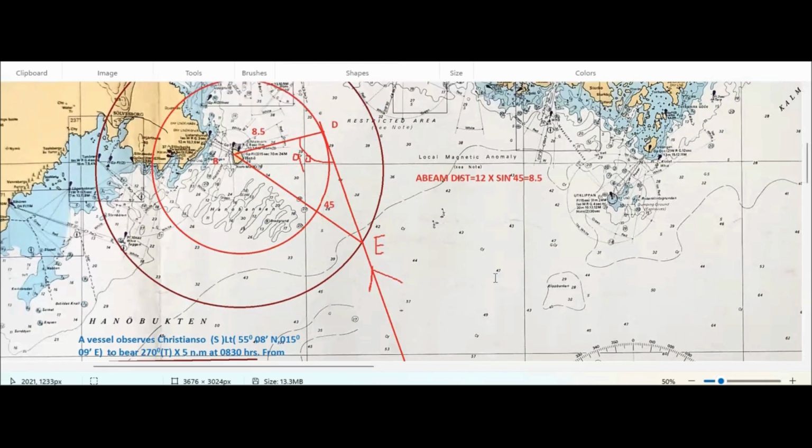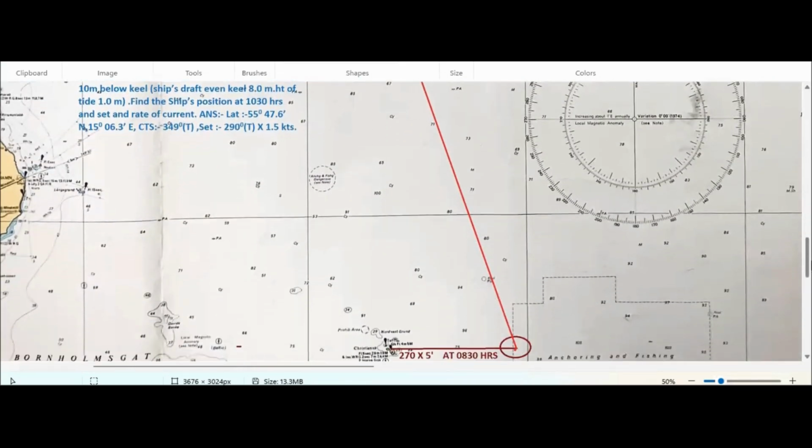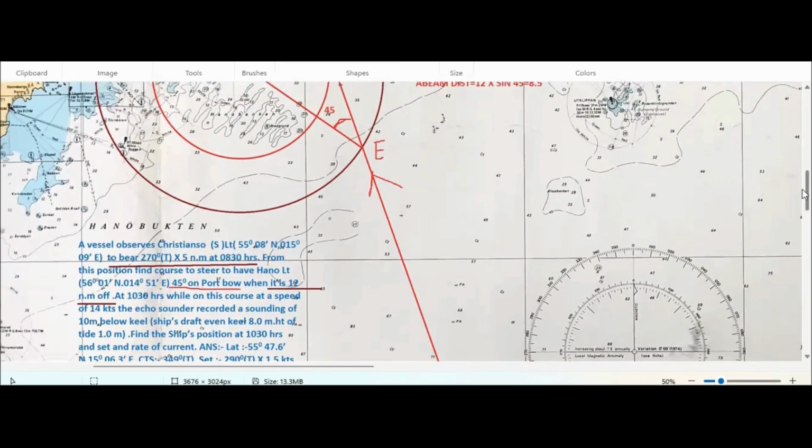Why will it be automatically 45? Because the BD distance is equal to 12 sine 45. We have taken that into account. So this angle, if you want to verify, will automatically be your 45 degrees. If you measure it, so what will be my course? The course will be from A to D. So A to D will be my course.